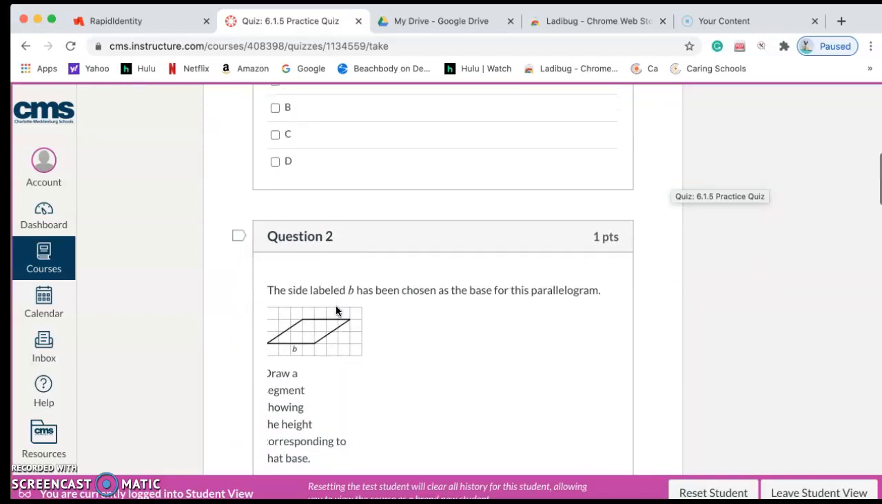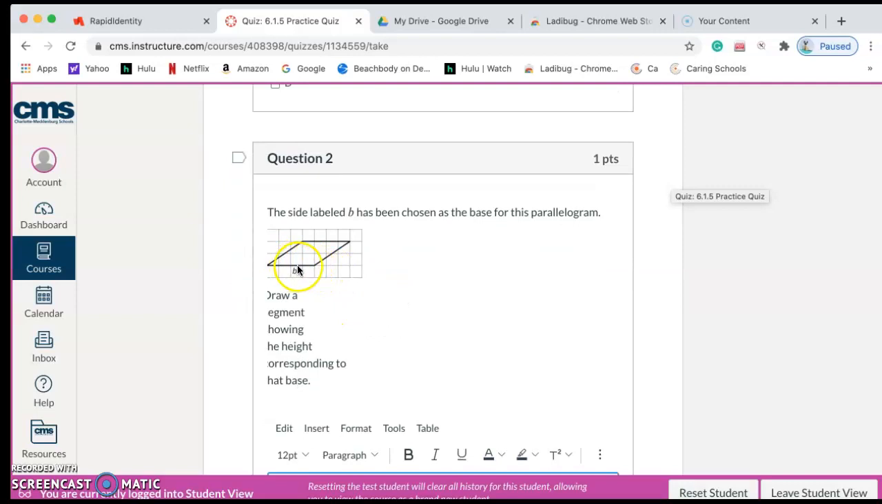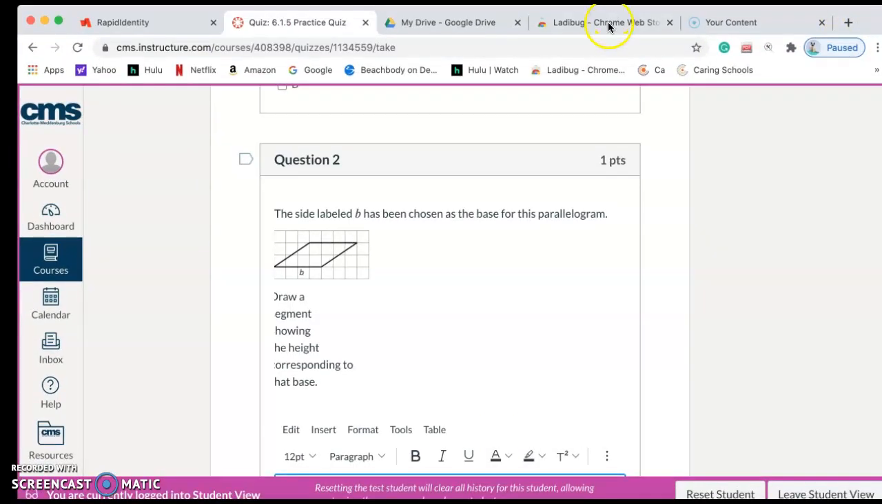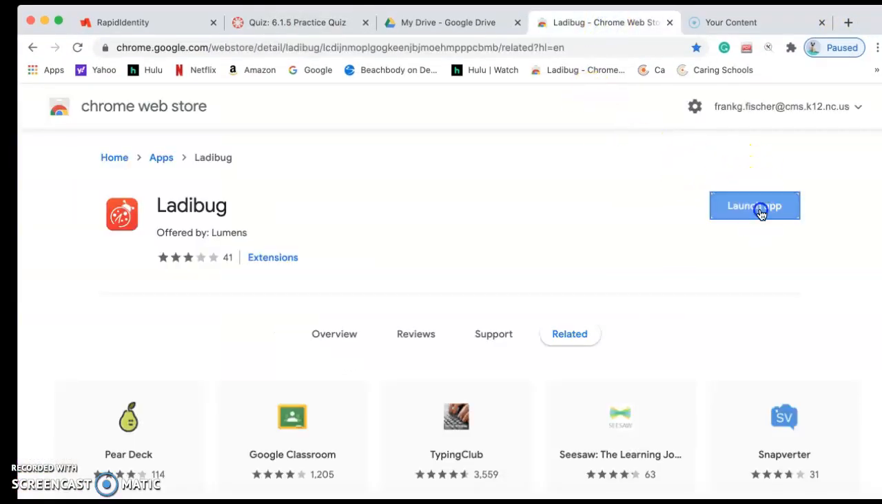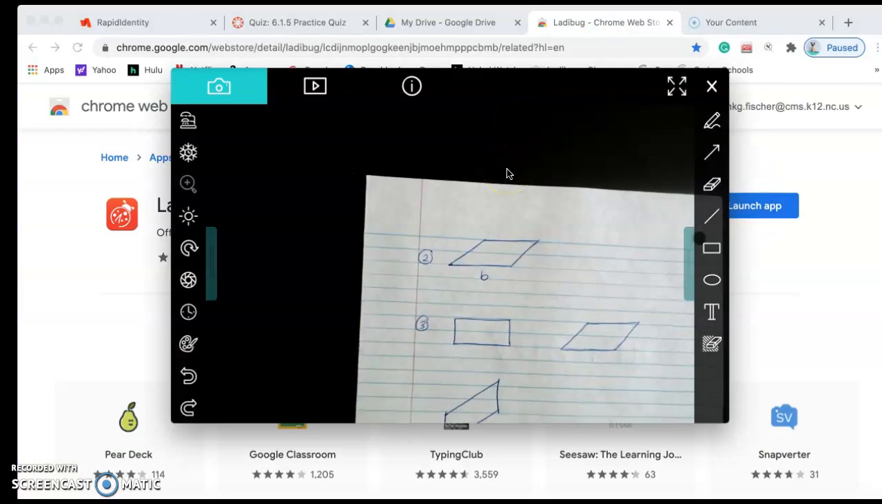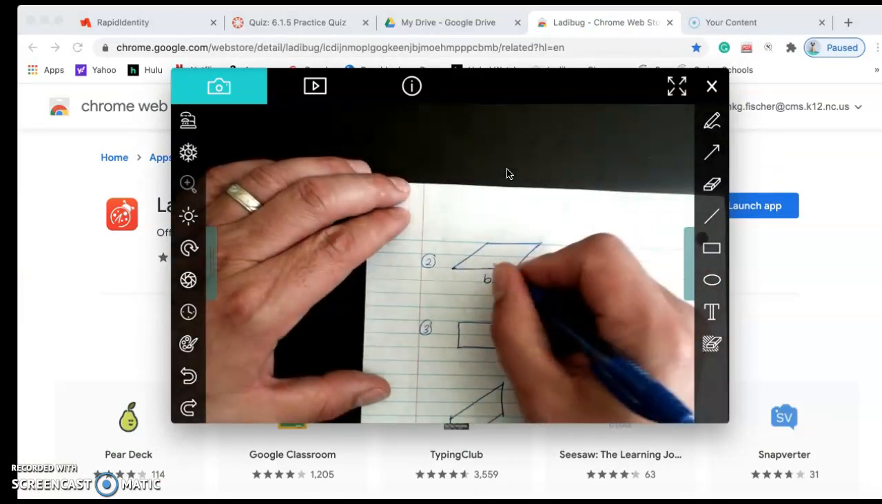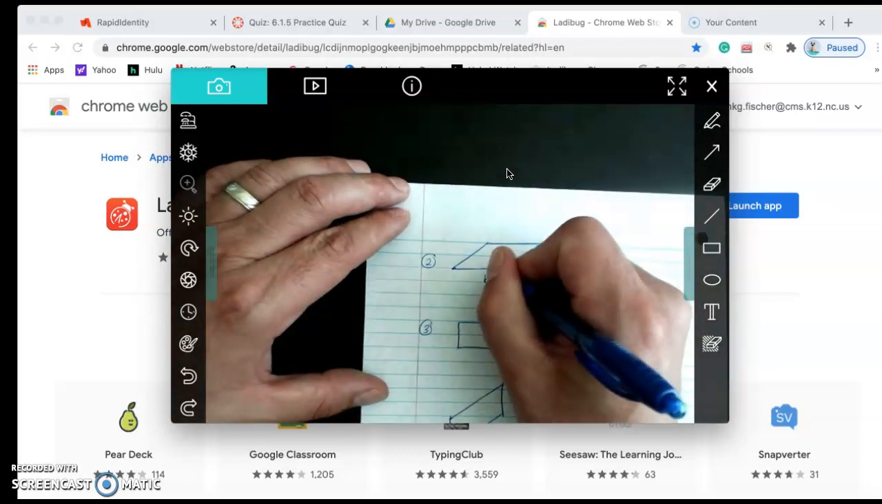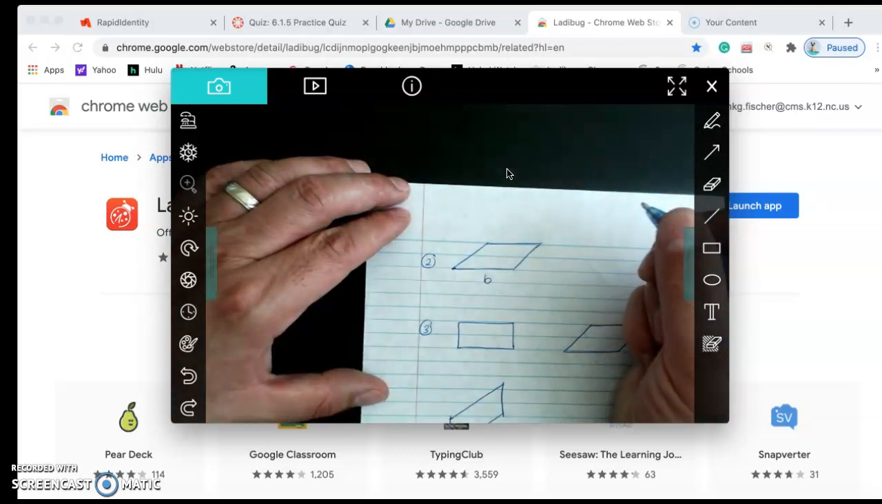Okay, question 2. The side labeled B, so here's our base, has been chosen as the base for this parallelogram. We need to draw a line segment. Again, I don't have the line segment there, but if you would have had, let me go to my Ladybug here. So launch the app. So here's my Ladybug. I could have drawn a line anywhere along this parallelogram, just as long as I have a 90-degree angle perpendicular to the base.